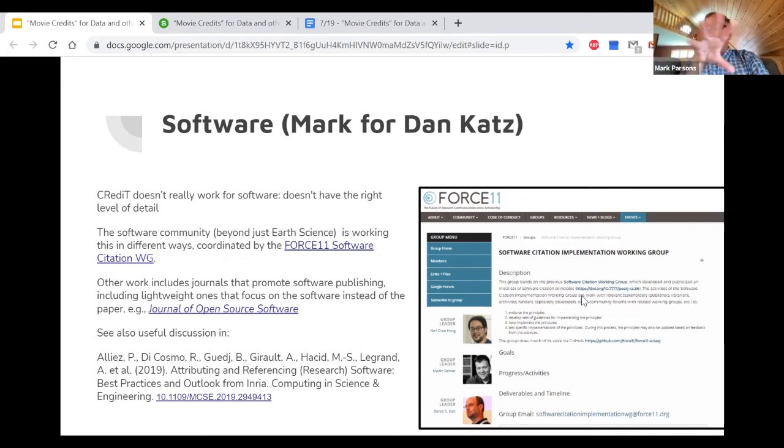But from a very generic standpoint, they're not looking at it from an earth science standpoint, they're looking at it across all disciplines. And then other work includes journals that promote software publishing, including one in particular that is edited by Dan, that focuses really on publishing the software itself with robust description, but it's not a paper as such. It is publishing the software, but it is peer reviewed and it is indexed and so forth. So if you're interested in that sort of thing, I encourage you to check out the Journal of Open Source Software. I think it's really pushing the boundaries of what it means to publish a journal.